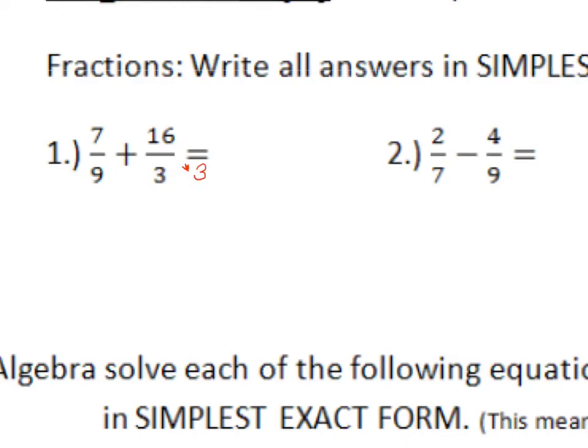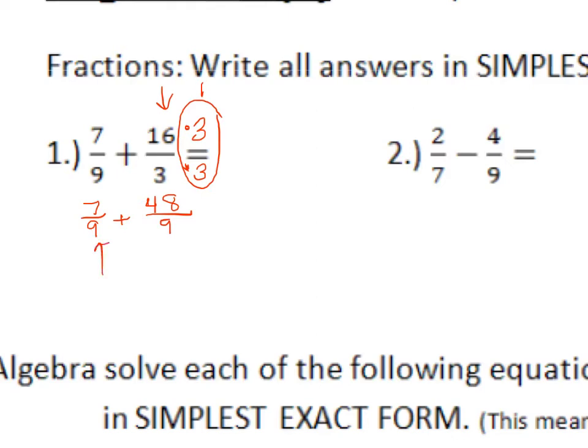Now I want to not change the value of this fraction here, I just want to change what it looks like so that it's got that 9 on the bottom. Well, the only number I can multiply that won't change value is 1. Well, by putting a 3 on top of that 3, there is a 1 there. What that gives me is 7/9 plus 16 times 3. Well, 10 times 3 is 30, 6 times 3 is 18, so 48. 3 times 3 is 9.